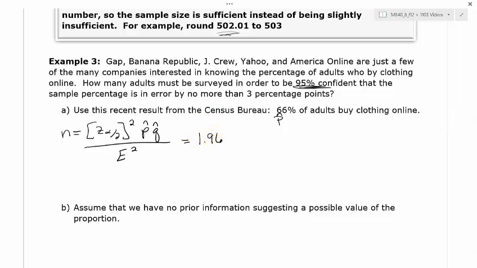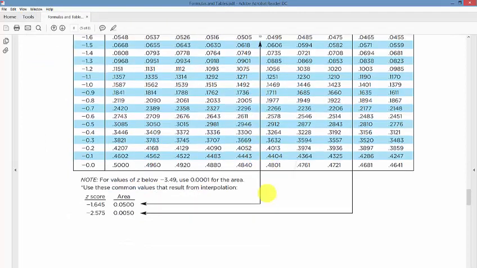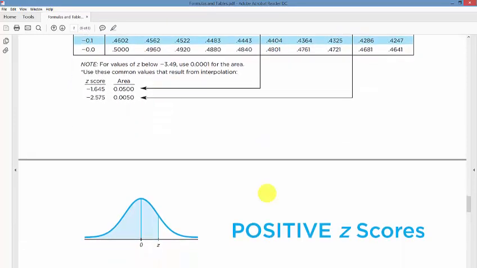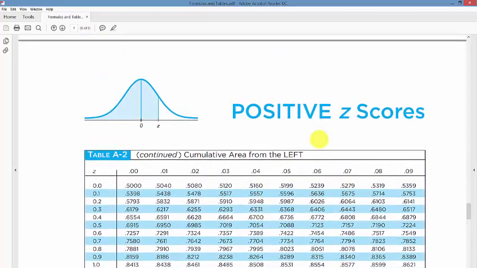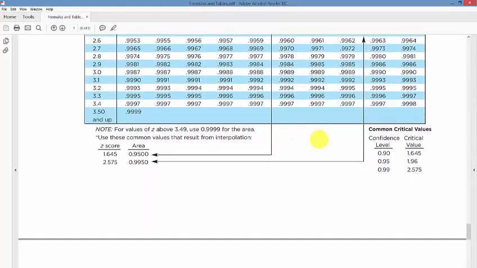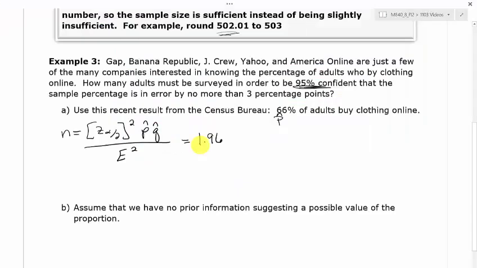So in the last set of lecture notes, there was a bunch of known or really common ones. So for 90% confidence, 95 and 99. They're also in the positive z-scores table. So they're right here, so you can find them there. So 95% would be the 1.96.